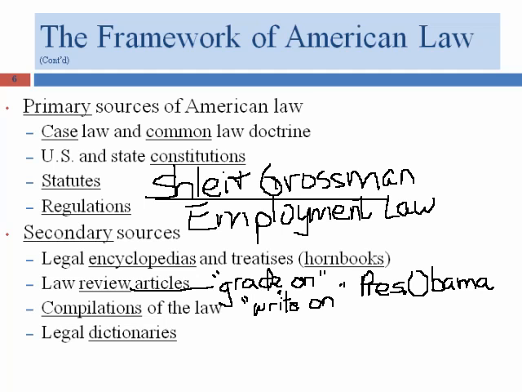Then you have compilations of the law, which is really, well, here we're probably talking about digests, would be my guess of what I'm focusing on here. And digests are a tremendously helpful resource.